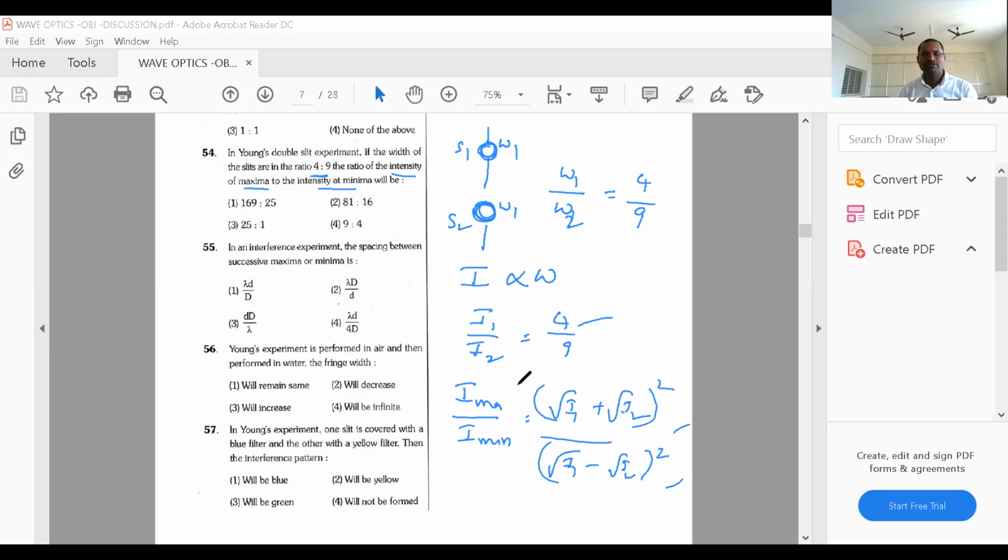Question number 54, option with 25:1, you will find that. Easy question. An important point: here we came across one more point, that intensity is directly proportional to the width of the slits.